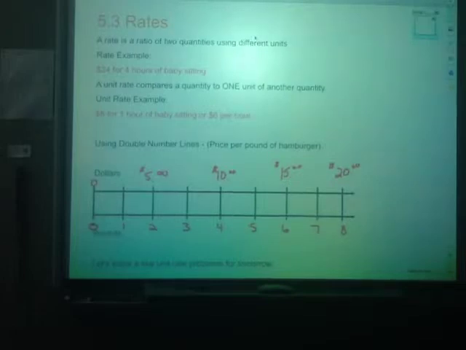Hey, sixth graders, time for the fun portion. Time to take a few notes. In your math notebook, please write 5.3 rates on your next blank page.